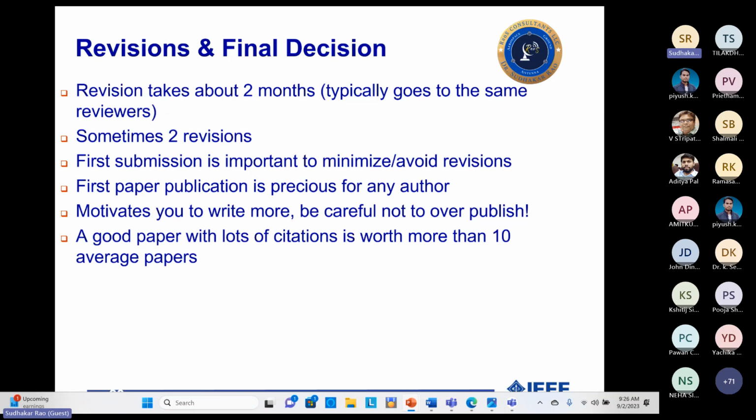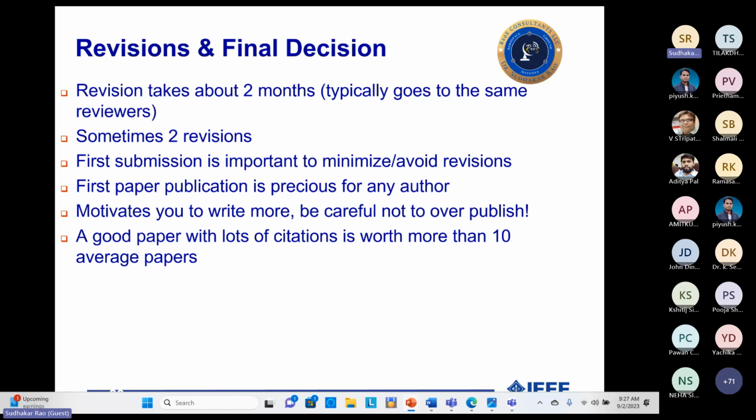Once you publish your work in any journal, that feeling is very, I can't explain. It gives utmost satisfaction to the author. When you see your first paper published in an international journal or conference, I think that's important. Then it motivates you to write more. But be careful not to overpublish, like a lot of people do, including myself. I used to publish a lot, but now I'm very careful, so I don't publish that much unless it's good quality.